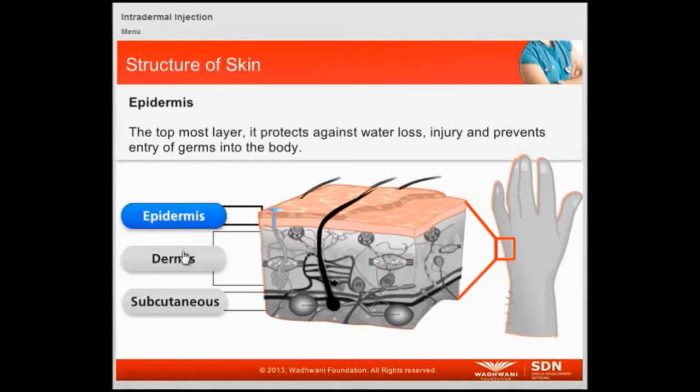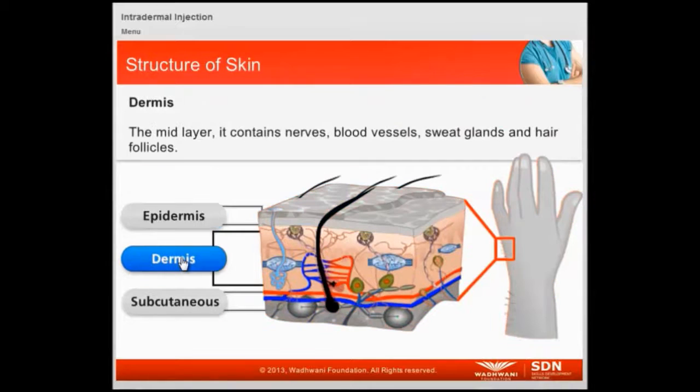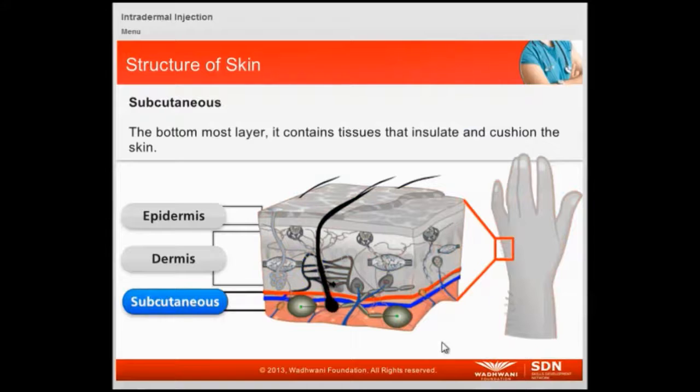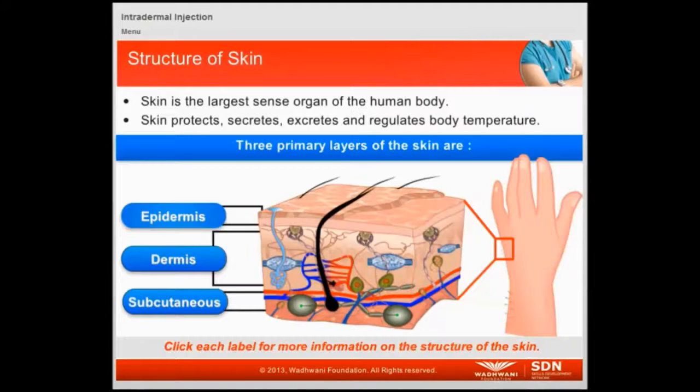Epidermis. The topmost layer, it protects against water loss, injury, and prevents entry of germs into the body. Dermis, the mid-layer. It contains nerves, blood vessels, sweat glands, and hair follicles. Subcutaneous, the bottommost layer. It contains tissues that insulate and cushion the skin.